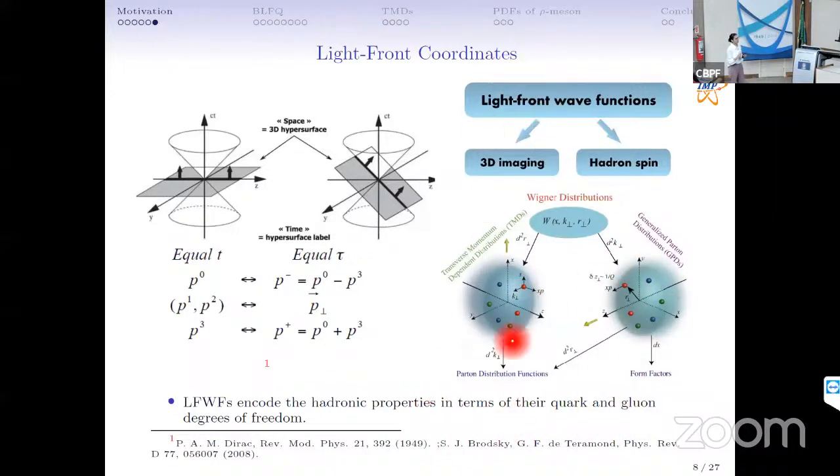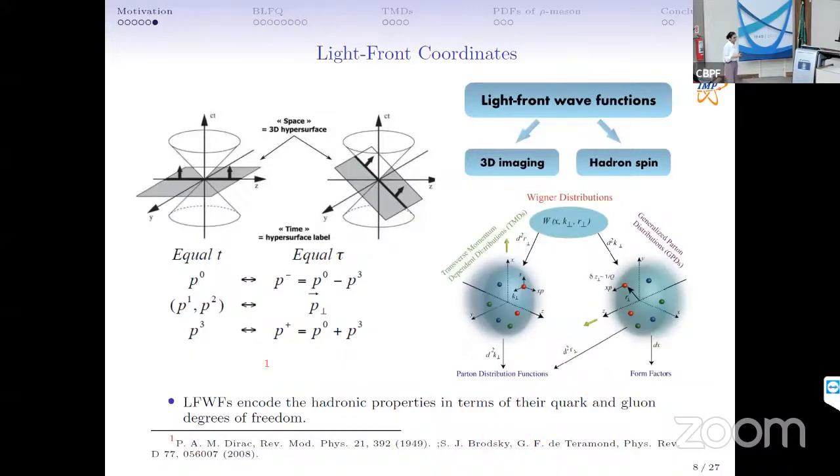There is a general distribution, the Wigner distribution, that can provide the transverse momentum distributions and generalized parton distributions when integrated over some limits. Further integrating over some limits provides the parton distribution functions, which are the one-dimensional distribution functions. We will also study this.